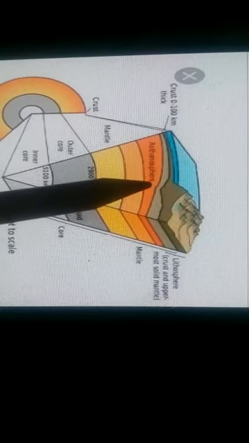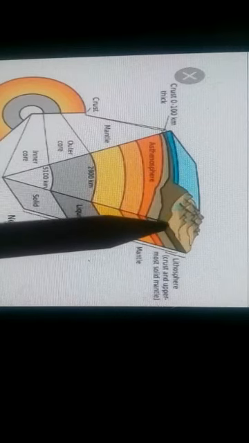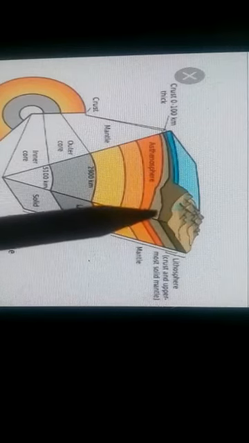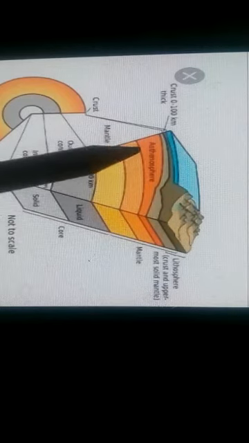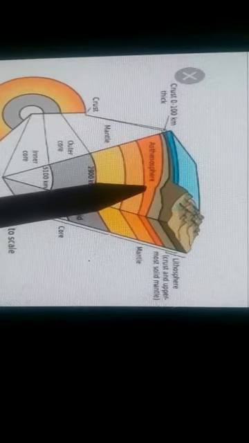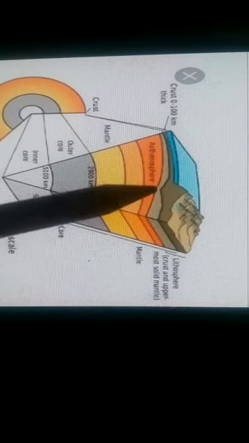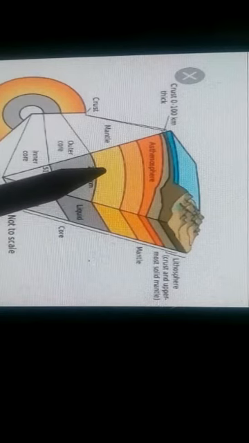In all kinds of volcanic activity, whatever be the volcano, or we can say the molten material which comes on the earth's surface, that comes only from this asthenosphere. This asthenosphere is also called the magma chamber for the volcanic eruption. Then below this area there is another layer, that is the mantle.